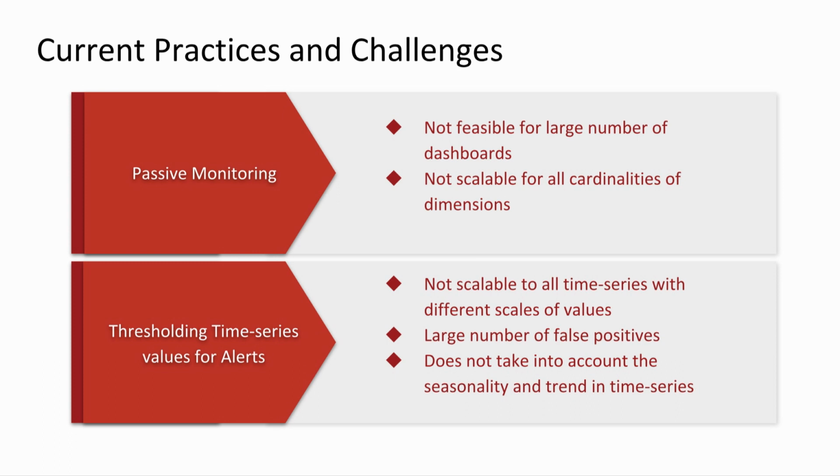The second technique that we use is thresholding. That solves one of the problems, in that you can automatically look at a lot of time series, but this leads to a lot of false positives because thresholding is not very smart. You also need to manually configure those thresholds for each individual time series that you're looking at. So it's not very smart.